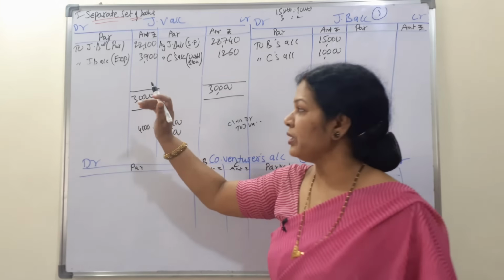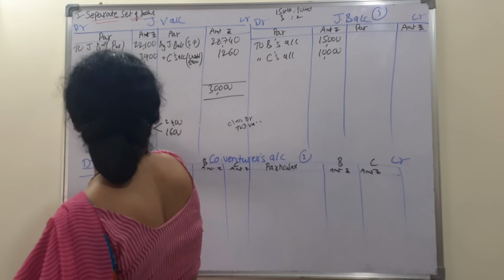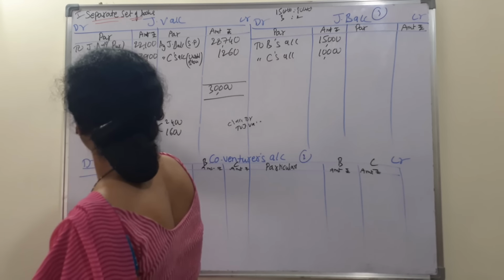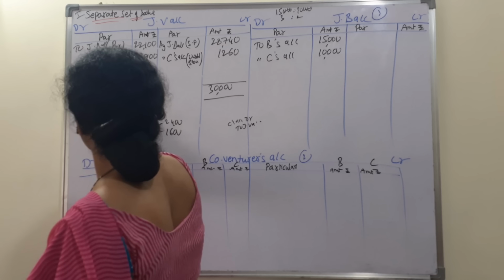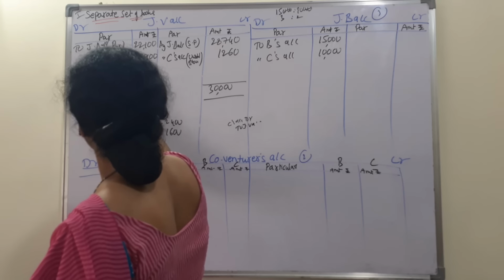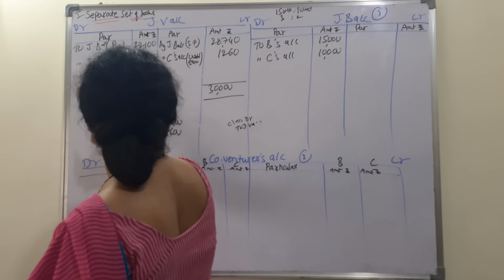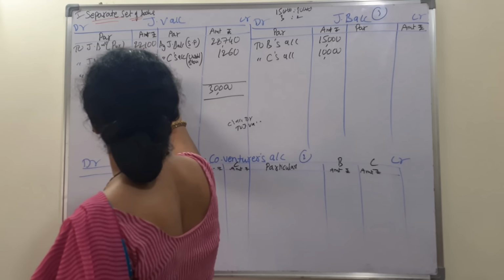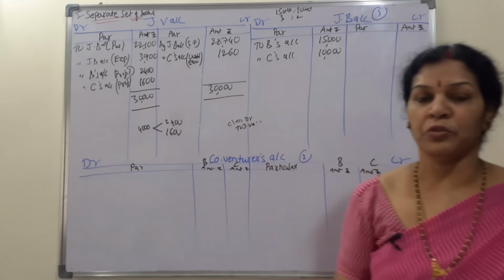To A's account, to B's account, to C's account. B's account, to C's account. You can say it in brackets, profit. 2,400 and 1,600. Joint venture account is over.